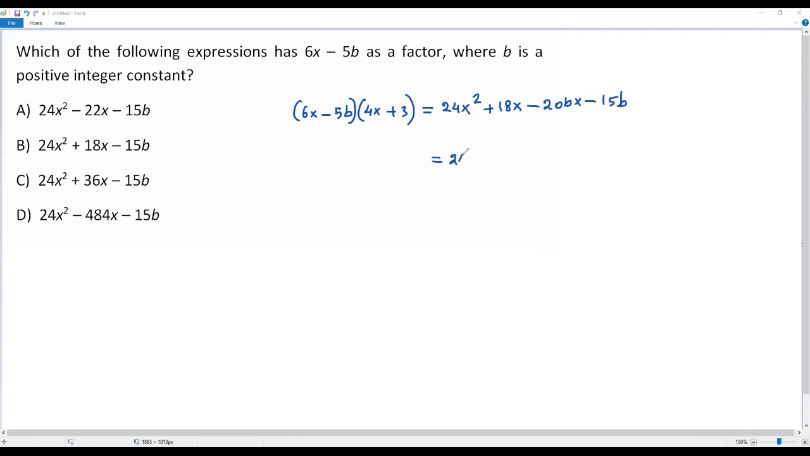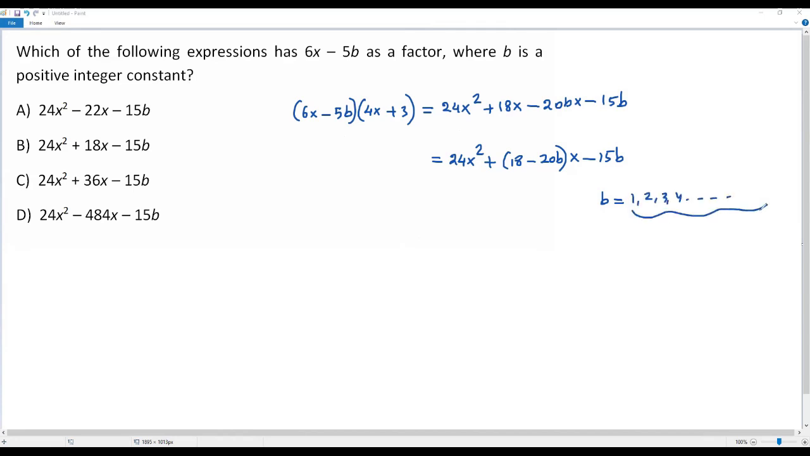Okay, let me write it over here, 24x squared. When I consider these two terms, in both the terms we find x, we can factor x out. Okay, when x is factored out, we are left with 18 in the first term, and negative 20b in the second term. That is, (18 minus 20b) times x minus 15b. Okay, here I have factored x out from these two terms. And the question says b is a positive integer constant. Okay, now let me write the possible values for b so that it is a positive integer constant. Then we have 1, 2, 3, 4.